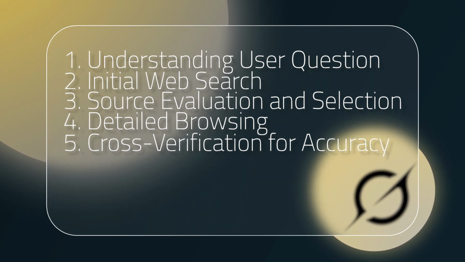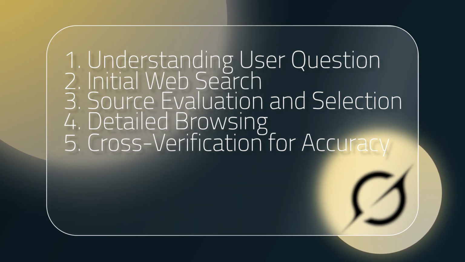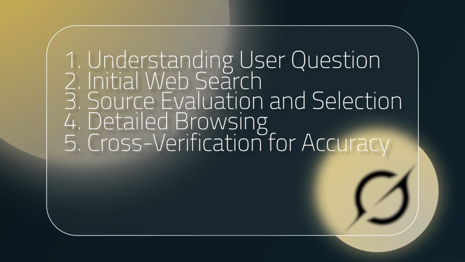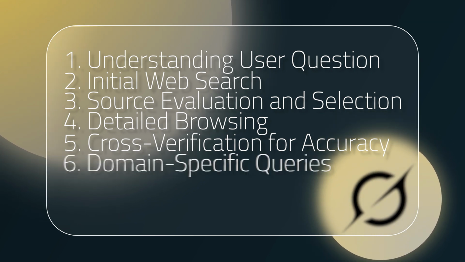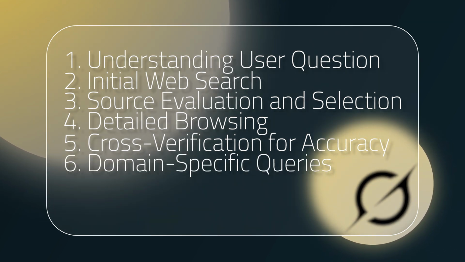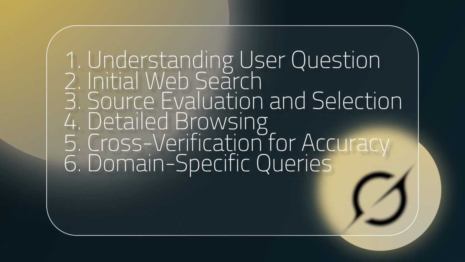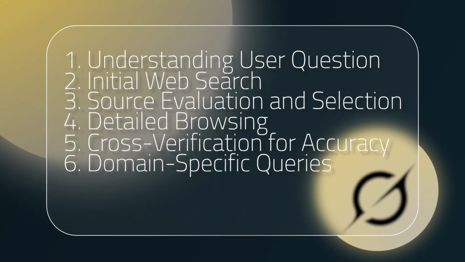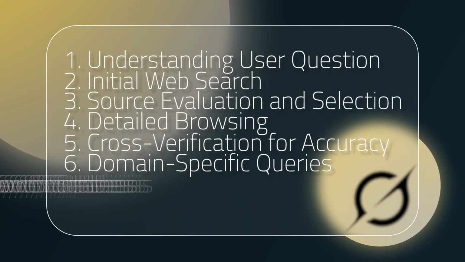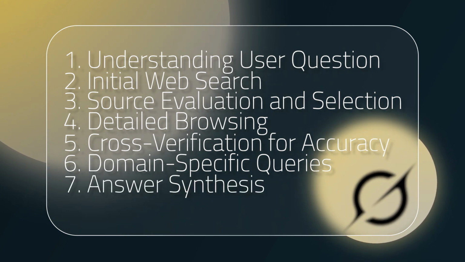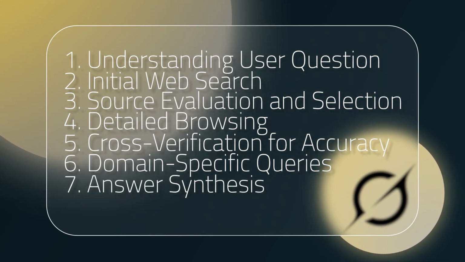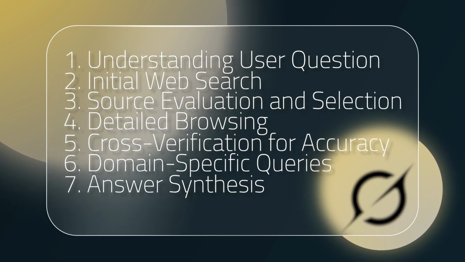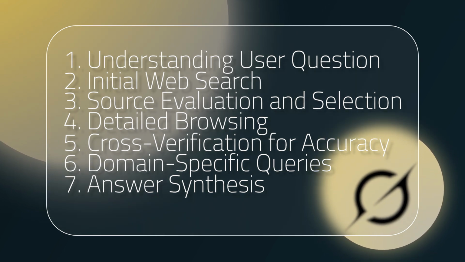So basically it cross-verifies facts across multiple sources to make sure that the final report is more reliable. Then the next step is called domain-specific queries. This is an optional step where the AI agent uses APIs to get specific data like in finance or sports. And then we have the synthesis and presentation of the answer. So here the agent generates a coherent and clear answer with references based on the collected data, of course.